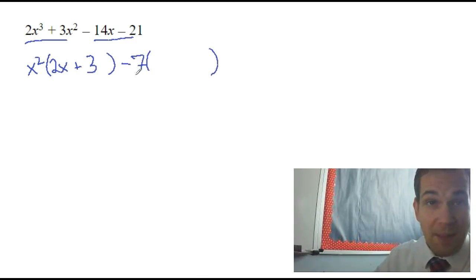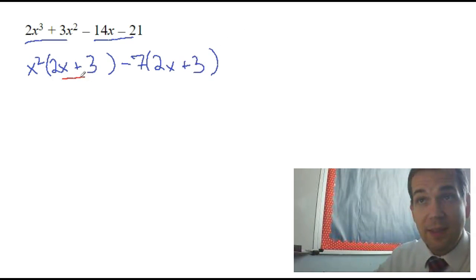And then it's the same line of questioning. What would I multiply negative 7 by if I wanted to get negative 14x? That'd be a positive 2x. What would I multiply negative 7 by to get negative 21? That'd be positive 3. I'm happy to see that these are identical, so they act as the common factor.